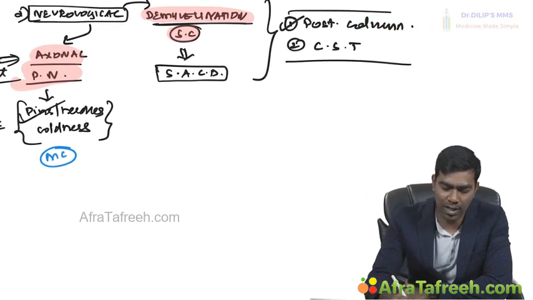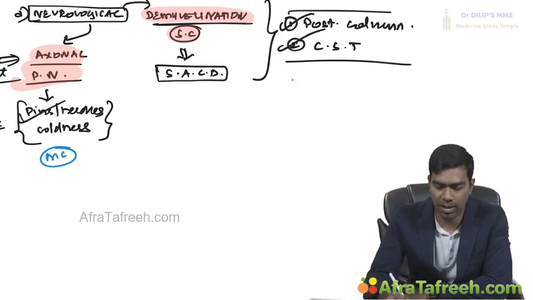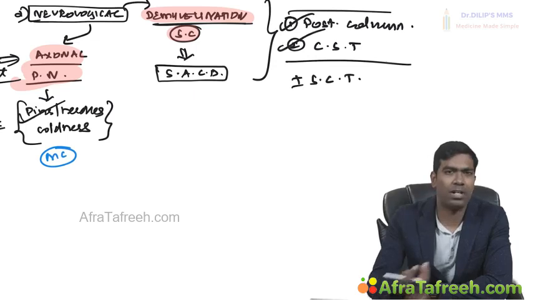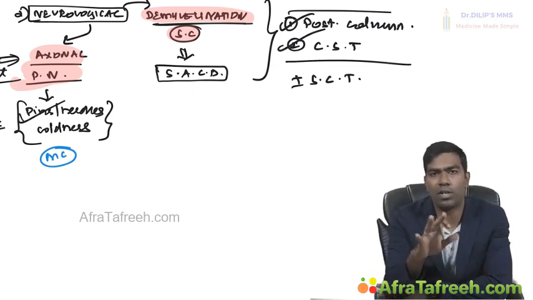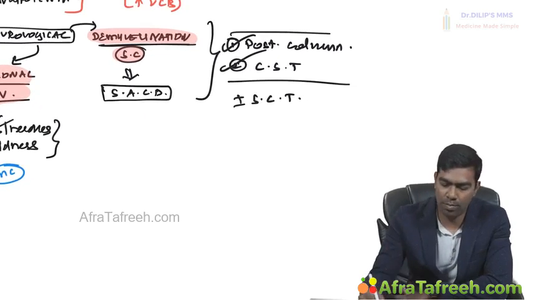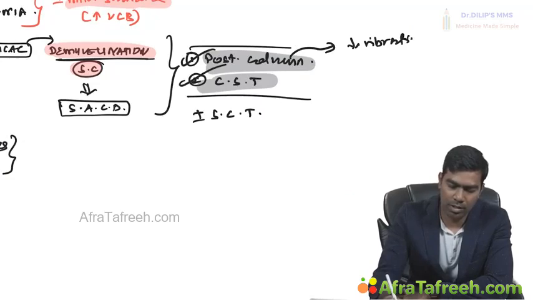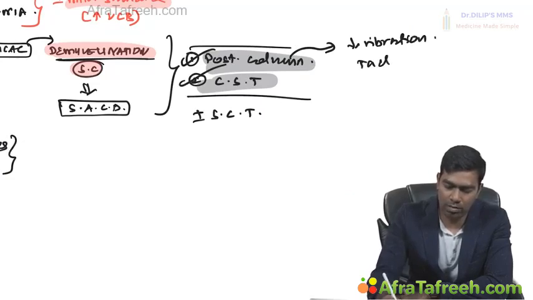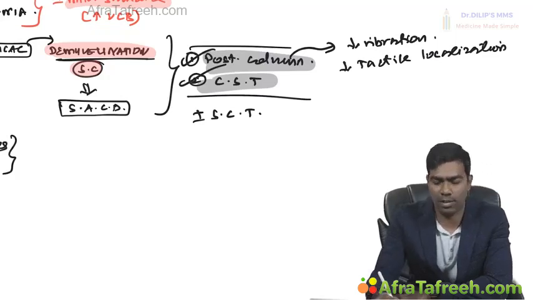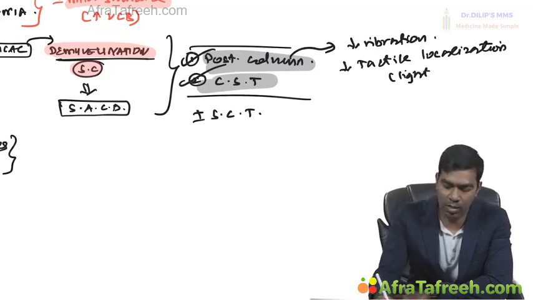So the demyelination will happen only in these two columns probably, plus or minus maybe in the spinocerebellar tract. But that is also a little bit heavily myelinated tract, but that is not that important. More importantly, the posterior column and the corticospinal tract are very important. Whenever the posterior column is affected, you are going to get loss of vibration. Then you are going to get loss of tactile localization and discrimination, especially what we call light touch. So this is also lost.